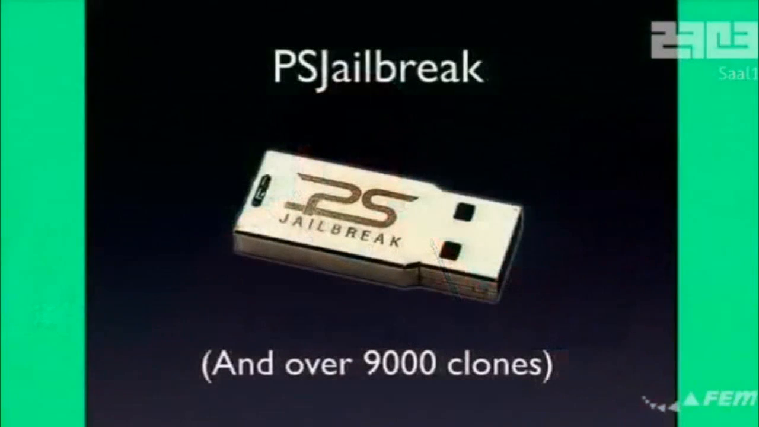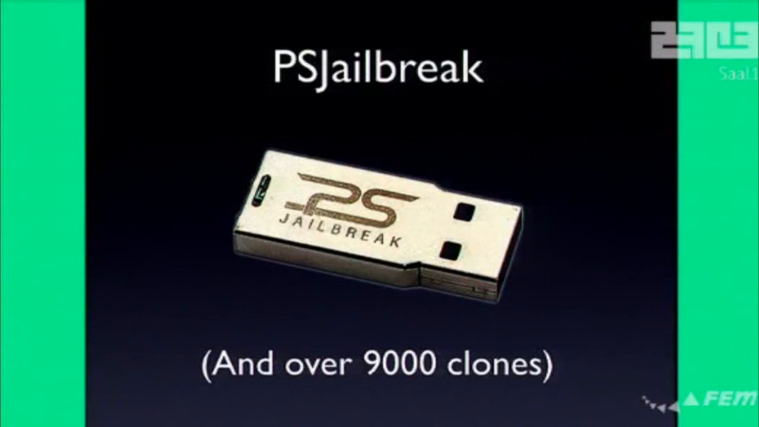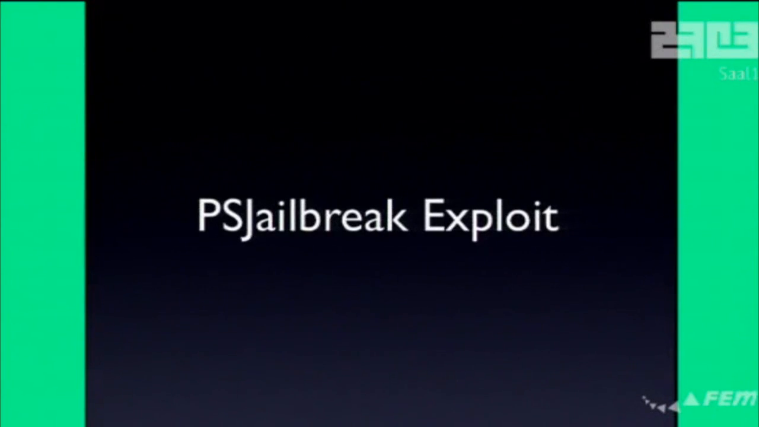So for a while, interestingly, nothing really happened. Obviously, someone was working on this behind the scenes, because then we got the PS Jailbreak, and then we got a whole ton of clones of it. The PS Jailbreak is a device that lets you run your own code at LV2 kernel level and above, and it uses a clever USB exploit to do that. It's actually a USB device that pretends to be multiple USB devices behind a hub.